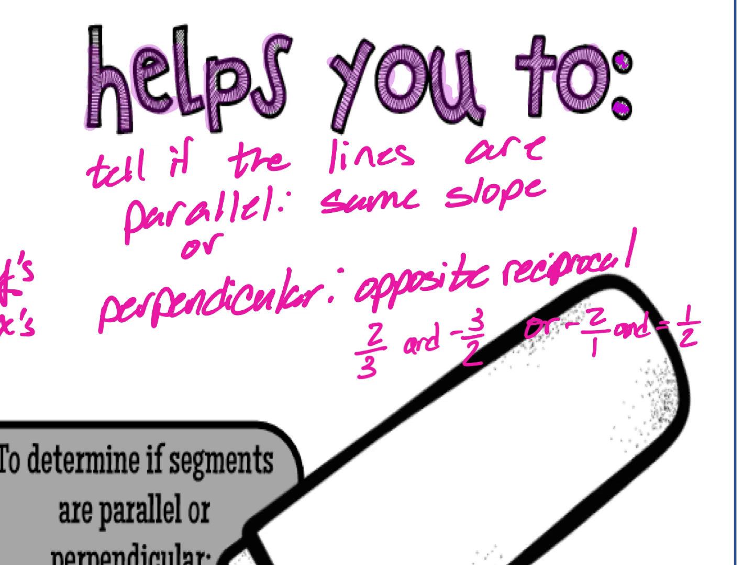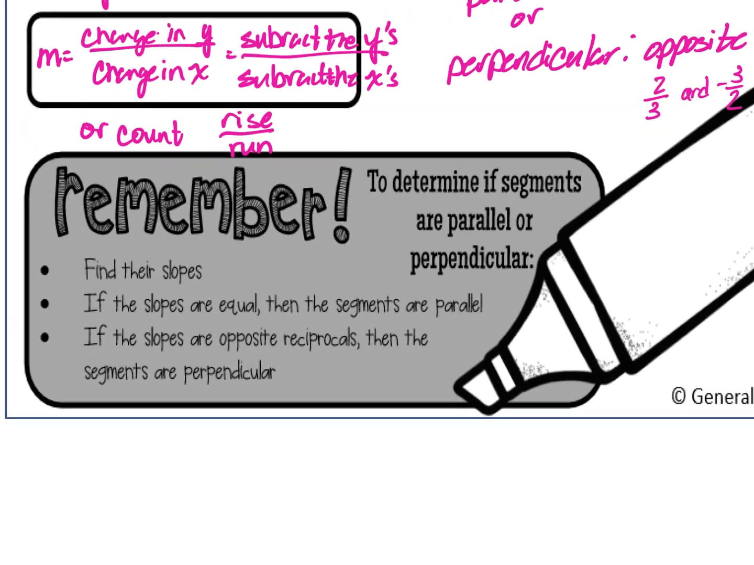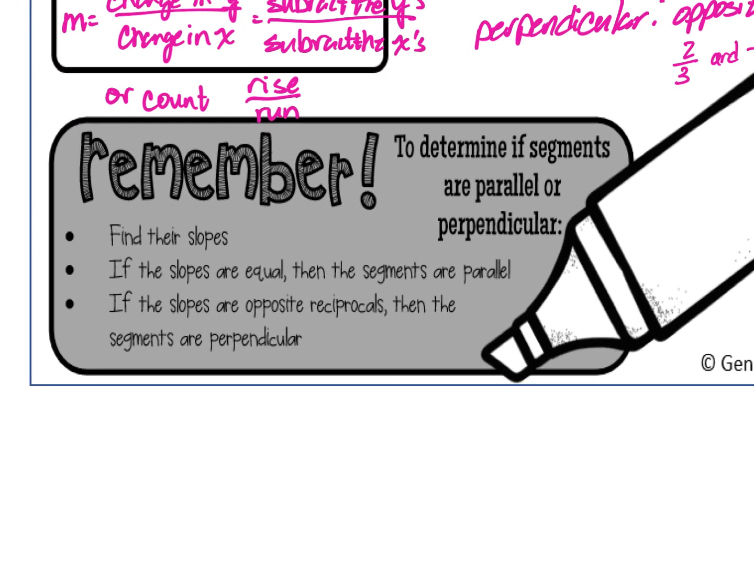And if you look right down at the bottom, in the remember section, determine whether segments are parallel or perpendicular. Guess what it just says? Find their slopes. It just kind of repeats it. If the slopes are equal, the segments are parallel. If the slopes are opposite reciprocals, then they're perpendicular. So it just restates what we just wrote. Okay? So that's a very important thing to remember.